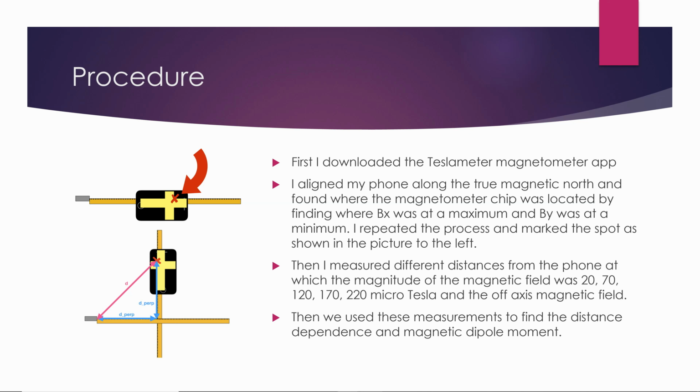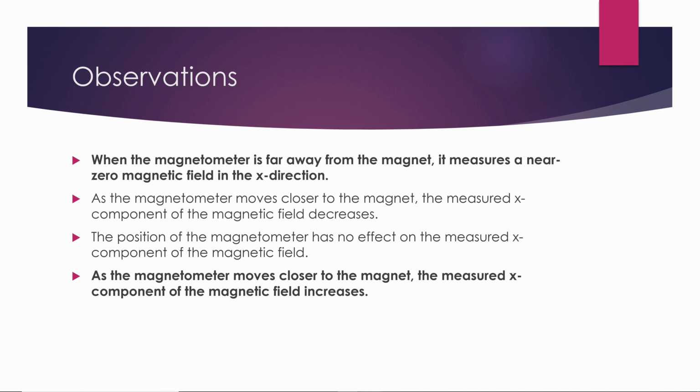Then I measured different distances from this location at which the magnitude of the magnetic field was 20, 70, 120, 170, and 220 microtesla. And then, as shown to the bottom left, I measured the off-axis magnetic field. I then used these measurements to find the distance dependence and magnetic dipole moment.